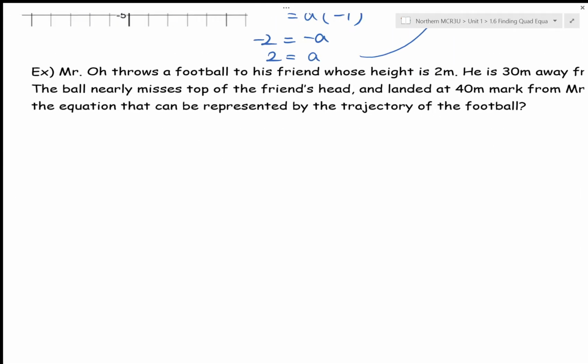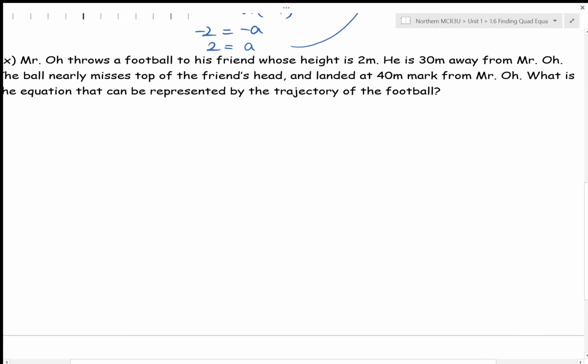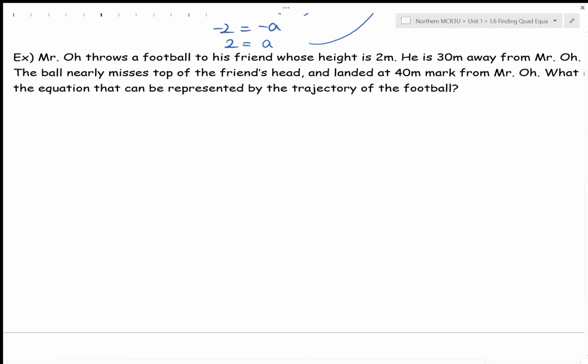Now, the next question is a word problem. You may see this in your homework question as well. So, the example for this is Mr. O throws a football to his friend whose height is about 2 meters. He's 30 meters away from Mr. O. The ball nearly misses the top of the friend's head and lands at the 40-meter mark from Mr. O. Now, what is the equation that can be represented by this trajectory of the football?